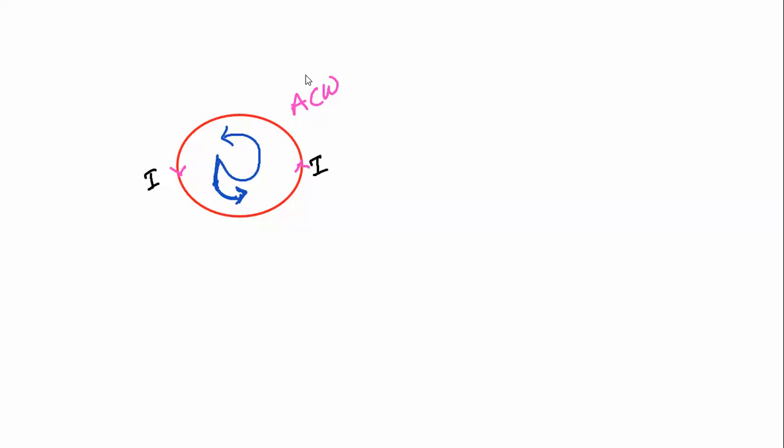If the current is flowing in the circular loop in the clockwise direction, then the flow of current will be.